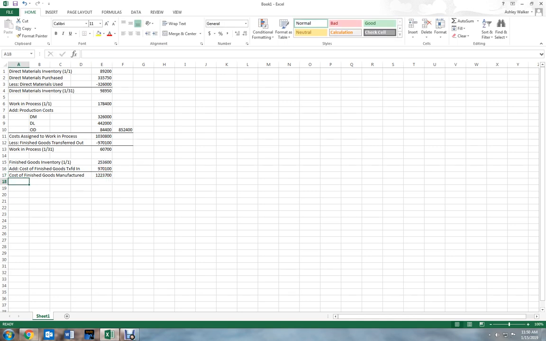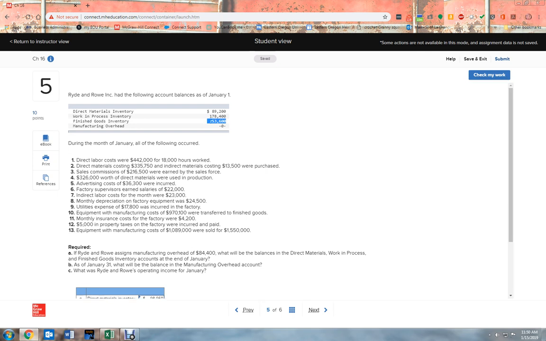Now, that doesn't tell me the whole story. I have to take into account things I don't have in my finished goods inventory anymore. What would not be in finished goods inventory? Hopefully you're saying to yourself, it is anything that I sold. If I sold it, I no longer have it in inventory. So I need to go look and find out if I have a cost of goods sold somewhere in here. So looking through my transactions, nope, nope, nope, nope, nope, nope, monthly insurance, nope.